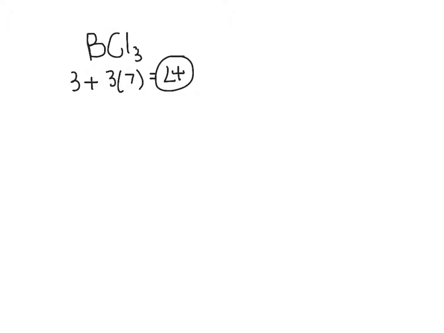Let's take a look at one more exception, which is BCl3. Let's take a look at this one. If you look at the periodic table, you'll find that boron has 3 valence electrons, and then there are 3 chlorines. Each of them has 7 valence electrons. So I have a total of 24 valence electrons that have to be represented in my image. And so I'm going to start by putting my boron in the middle, and I'm going to bond my chlorines to it, right?